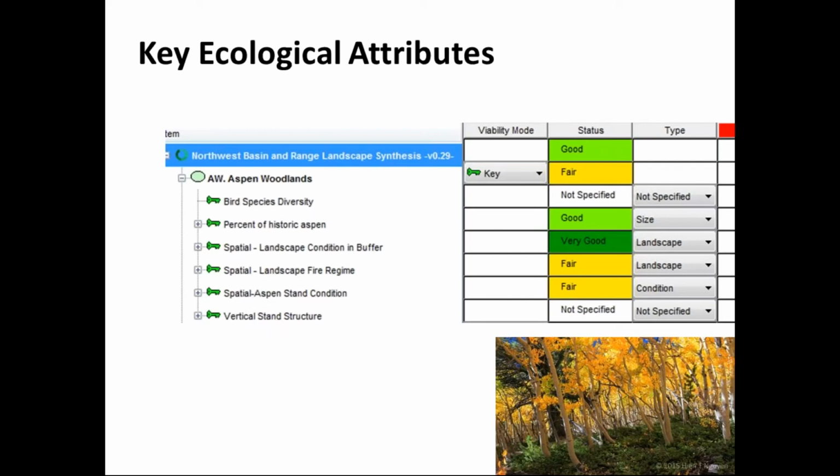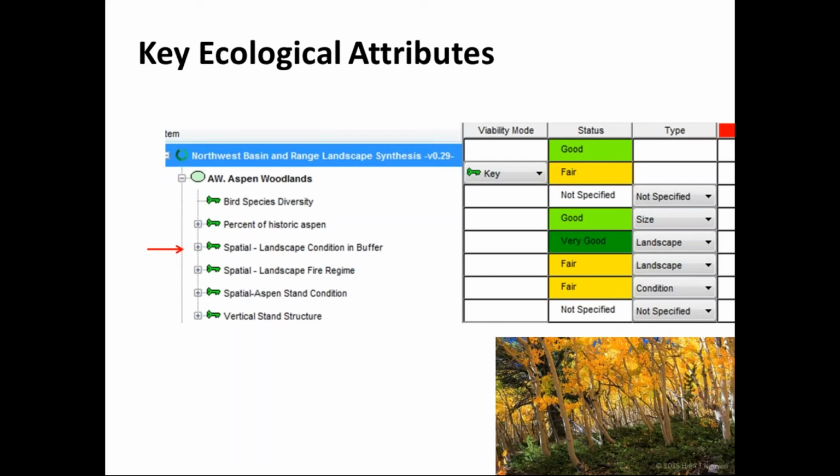Based upon our review of literature and initial outreach and talking with people, we've identified these 6 or so different key ecological attributes, or KEAs, as we sometimes call them. So, bird species diversity: if we can measure how birds are doing, will that tell us something about how aspen woodlands are doing? Of course, a very important aspect is how much of the historic aspen woodland is left. That tells us something very important about how aspen woodlands are doing in the ecoregion.